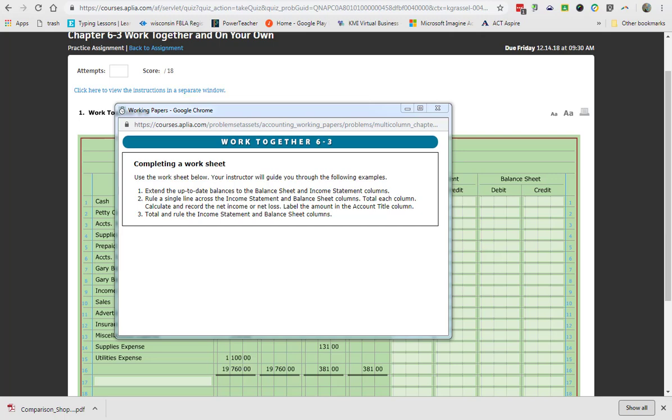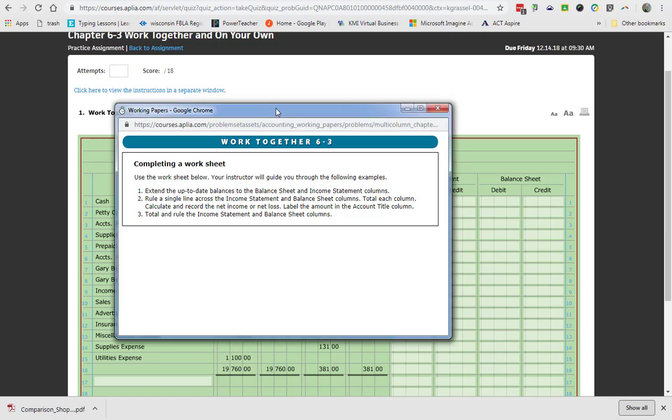Now, the next thing that we're doing is we're working on our income statement, our balance sheet columns. And when we look at our directions, it tells us extend the up-to-date balances to the balance sheet and income statement columns. Then we need to rule a single line across our income statement and balance sheet columns, total each column, calculate and record our net income or net loss, and label the amount in the account title column, and then total and rule the income statement and balance sheet column. So I'm going to walk you through that.